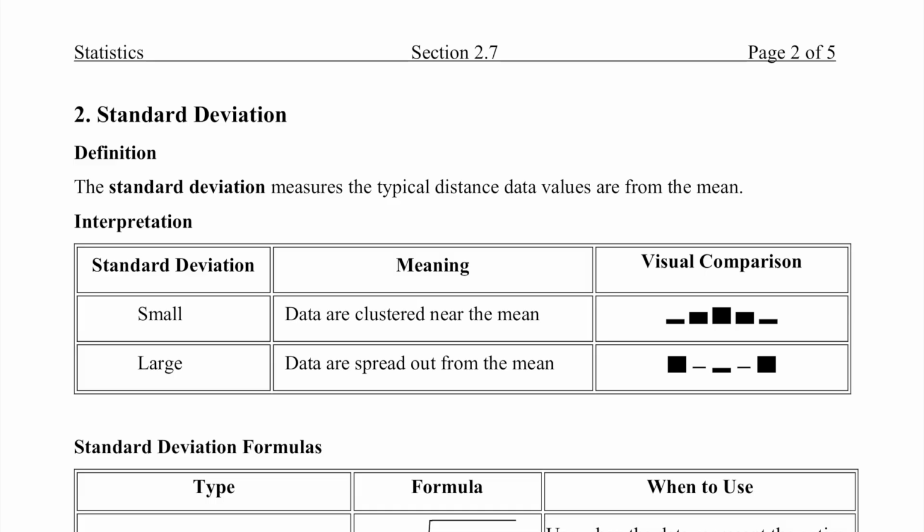So here's the big idea. A small standard deviation means the data values are clustered close to the mean. A large standard deviation means the data values are more spread out from the mean. Notice that the standard deviation doesn't tell us whether the data are good or bad. It simply tells us how much variation exists.